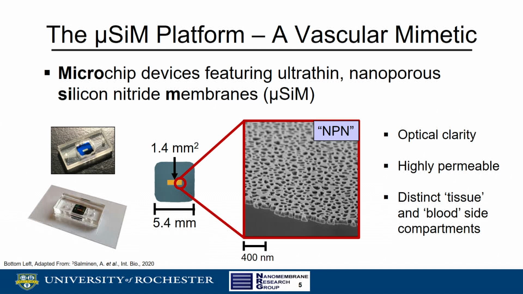Generally speaking, a MicroSim device features two channels, or two compartments, separated by this freestanding silicon nitride membrane that I pictured here in the middle. And this is very thin. It's less than 100 nanometers thick, has a pore size of about 50 nanometers on average, and a porosity of about 20%. What this gives us is a membrane system with high optical clarity that is extremely permeable, and it allows us to create distinct tissue and blood side compartments in our microphysiological system to better mimic endothelial physiology.